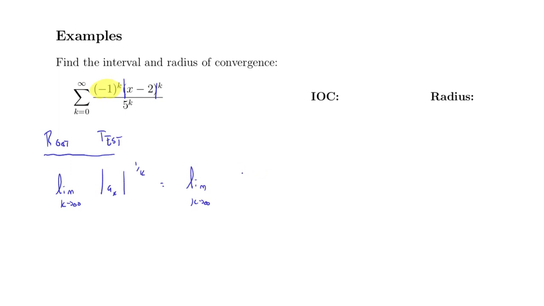So this is the limit as k goes to infinity of the absolute value of this. The highlighted alternating (-1) to the k is just going to be 1. So I'm left with the absolute value of x minus 2 raised to the k over 5 to the k, all raised to the 1 over k, the kth root of this. Notice I don't need absolute values in the denominator because it's already going to be positive. Now I can apply that root to the numerator and the denominator, and I'm left with the limit as k goes to infinity of the absolute value of x minus 2 over 5.